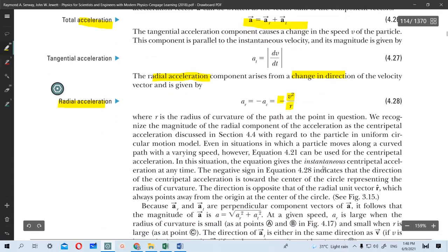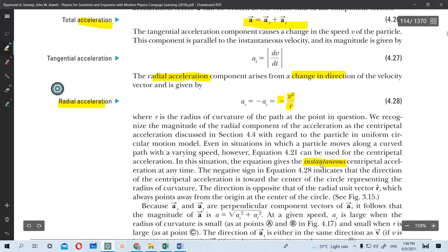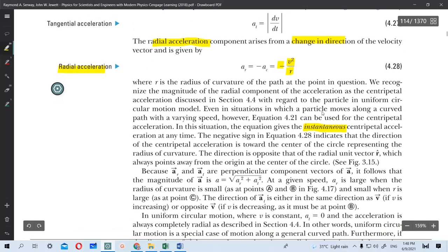So in this situation, the values given here, AR, AT, and the total acceleration, indicate the situation at that particular instant, because V is changing every second. So the equation gives the instantaneous centripetal acceleration, different at each moment. So it is the value of that instant.